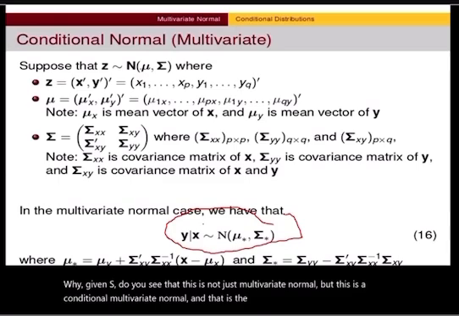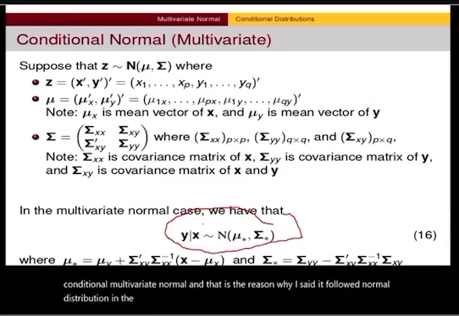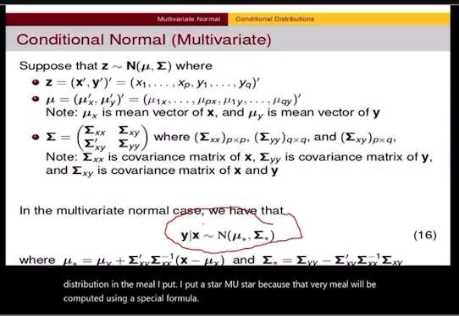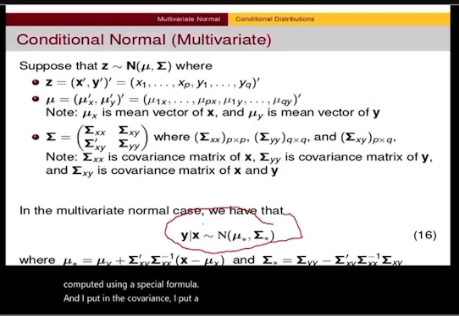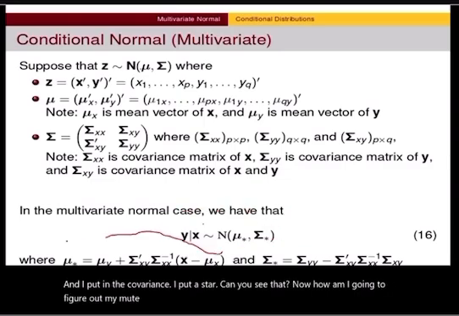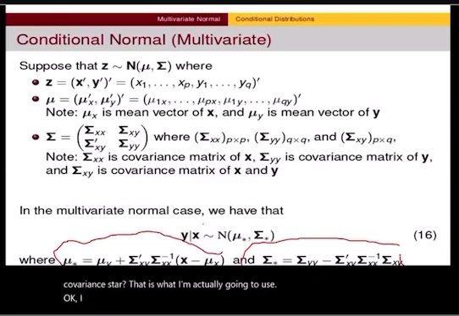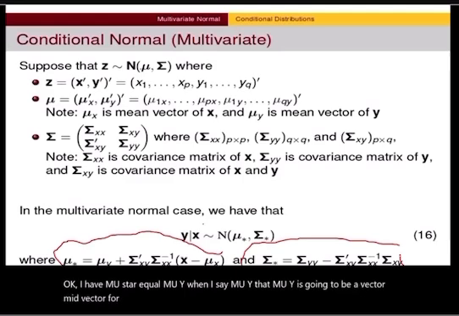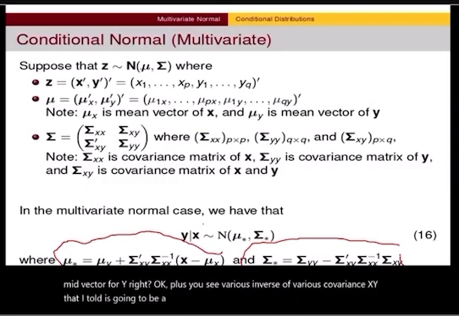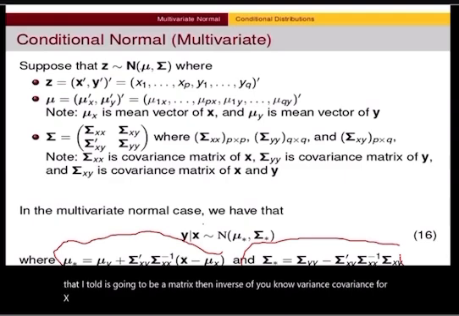That is the reason why in the normal distribution I put a star on mu, mu star, because that mu will be computed using a special formula. And I put a star on the covariance too. Now, how am I going to figure out my mu star, and my variance covariance star? I have mu star equals mu y, which is the mean vector for y, plus the covariance of xy, which is a matrix, times the inverse of the variance covariance for xx, times x minus mu x.